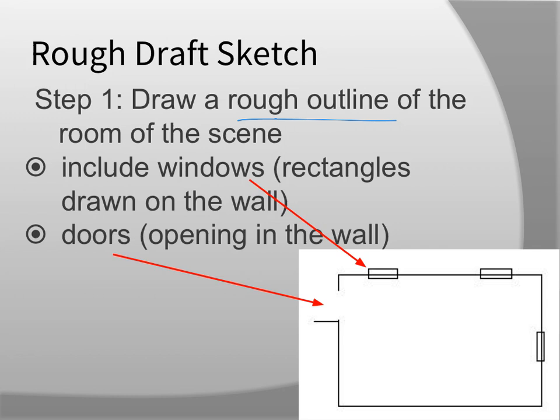So if the room is rectangular, if the room is square shaped, whatever the dimensions are. You want to make sure you include the windows as these kind of rectangles drawn on the wall and doorways as sort of this opening within those walls, okay? So making sure that you have both those components. You can't just draw a straight wall if there are windows there.